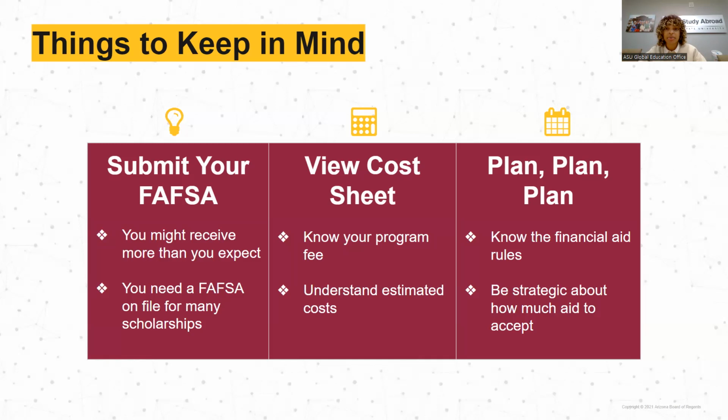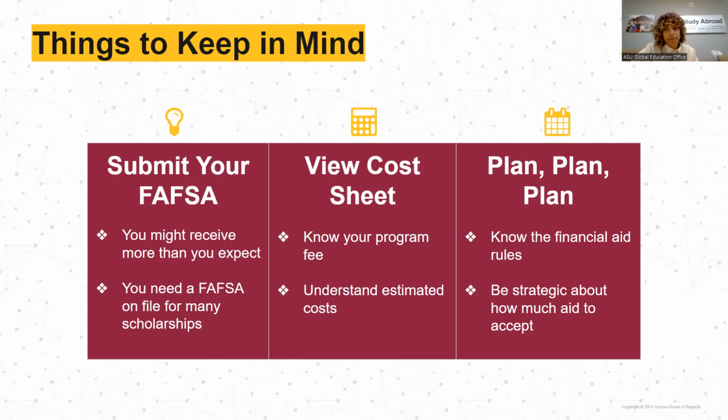Also, you're going to want to review the individual cost sheets for the programs that you're interested in, which I will show in a second. So you're really going to want to be familiar with the program fee, what it includes, and understand the estimated costs. Then the last piece of advice is definitely just to plan.